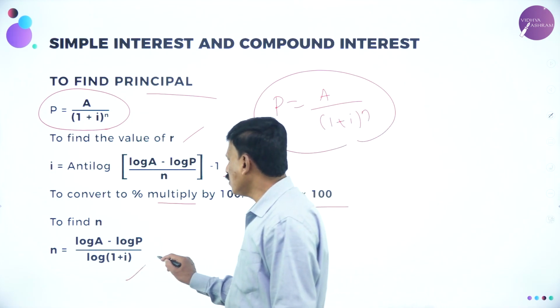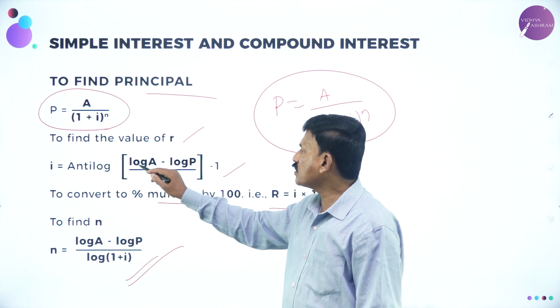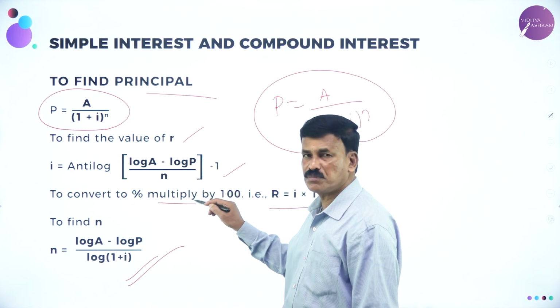Now to find the value of N, the time taken, we are using the formula I is equal to antilog of ((log A minus log P) divided by N) minus 1.